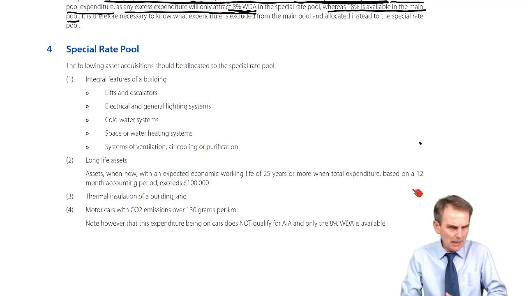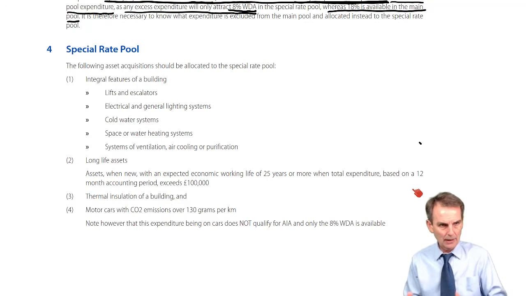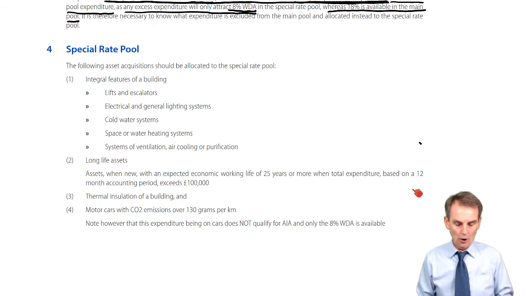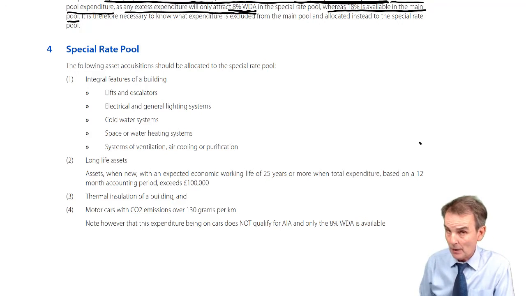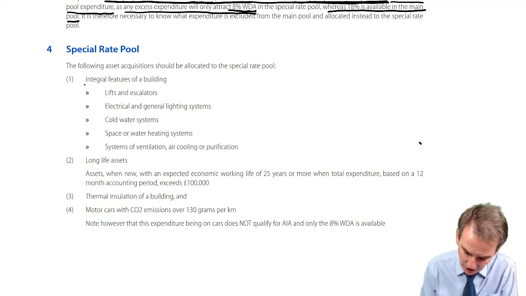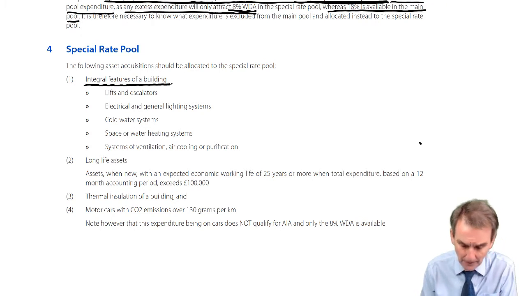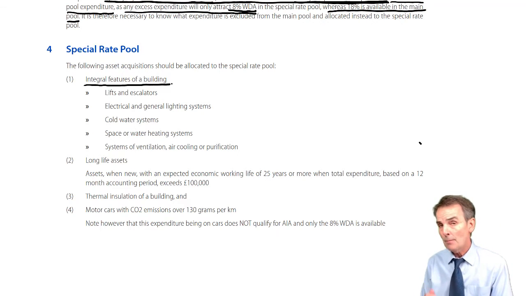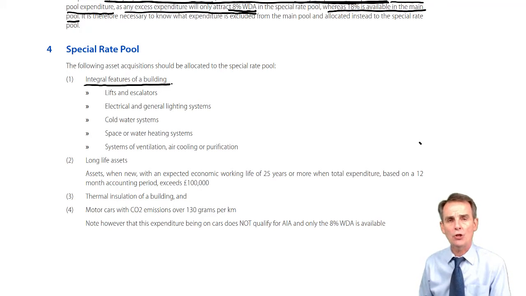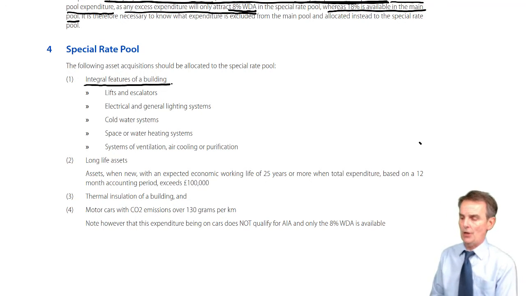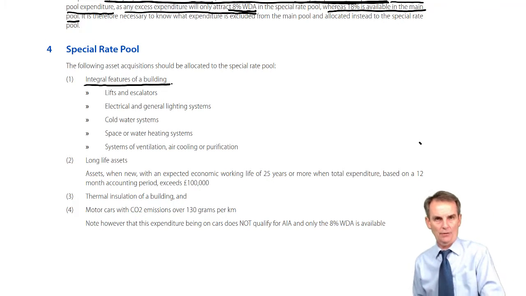So here, not immediately, but again through practice and continued study and learning, we have to identify what goes to the special rate pool. To begin with, we already know integral features of a building. Remember we said that if you were to buy a building, it is clearly not plant and machinery, and on that basis no capital allowances would be available. But in more recent years they have introduced the idea of integral features of a building.